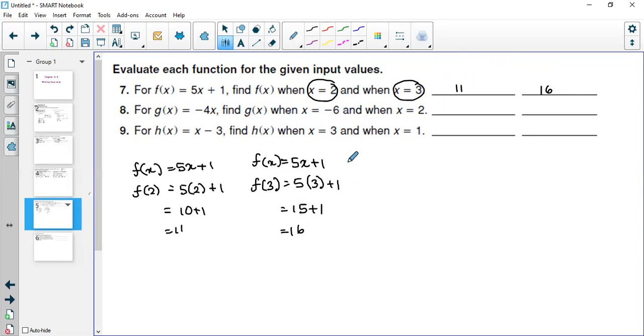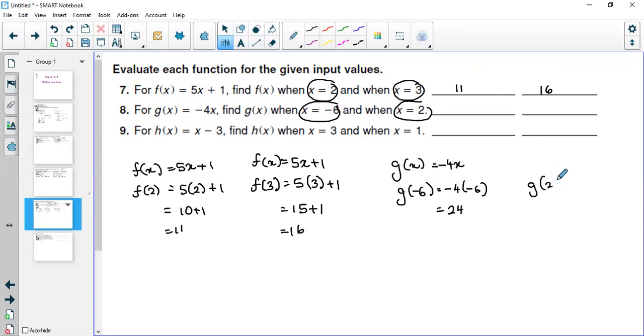I'll just show you one more and then I'll give you the answers, because the same method has to be followed everywhere. So let me do it for g of x. g of x is equal to negative 4x. And what are the values of x they give? Negative 6 and 2. So once you solve it with negative 6, that's a super easy one. Negative 4 multiplied by negative 6 would give you a positive 24. Similarly, for g of 2, that's going to be negative 4 multiplied by 2, which would give you a negative 8.